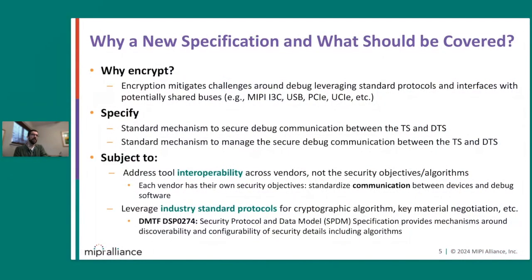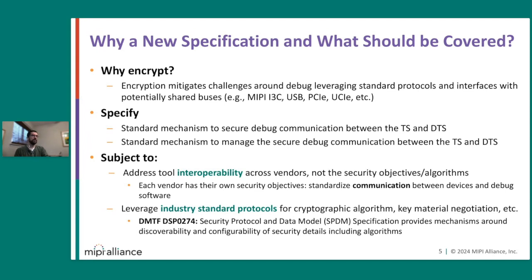So why a new specification? The first thing we want to motivate is why is encryption important? We've been transitioning from more, I guess, non-standard interfaces to industry standard and shared buses like I3C, USB, etc. This mitigates challenges around debug control and data going over the shared protocols. It allows us to make sure that the communication is secure and isn't being either tampered with or snooped on.